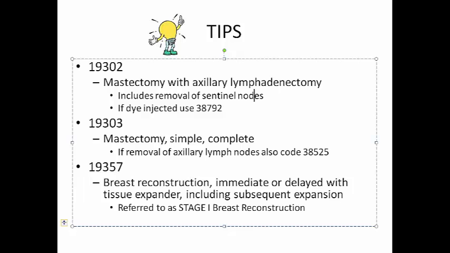And then sometimes they will inject dye to see which nodes are affected. And for that, the coder would use 38792. With 19303, mastectomy simple complete, if there is removal of axillary lymph nodes, the coder would also code 38525. And then CPT code 19357 for a breast reconstruction, immediate or delayed, with a tissue expander, including subsequent expansion.